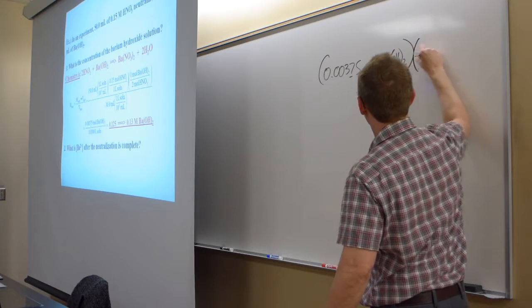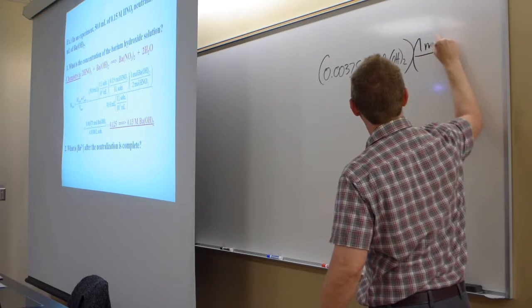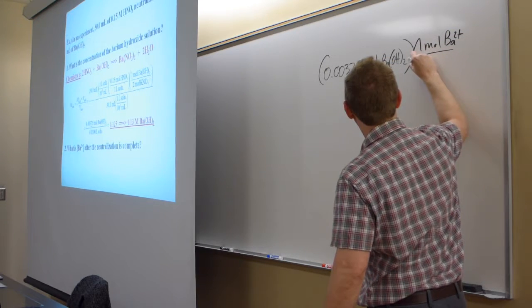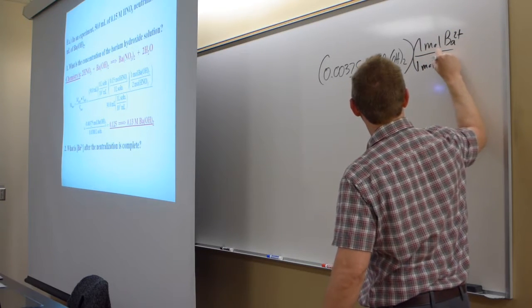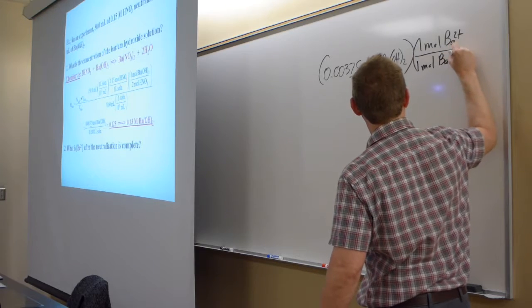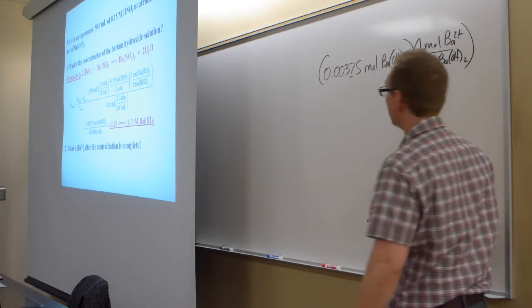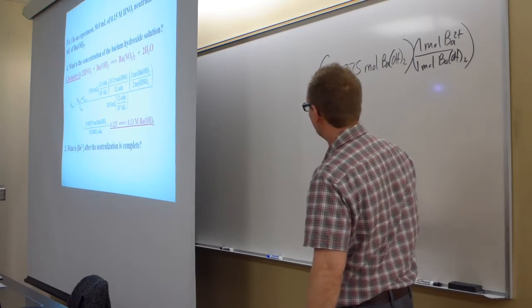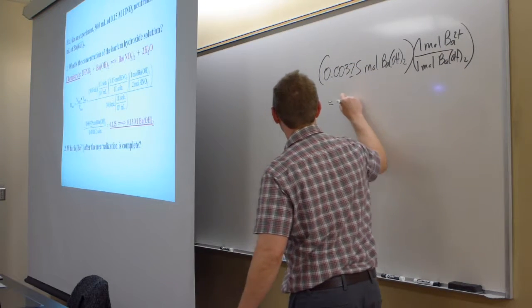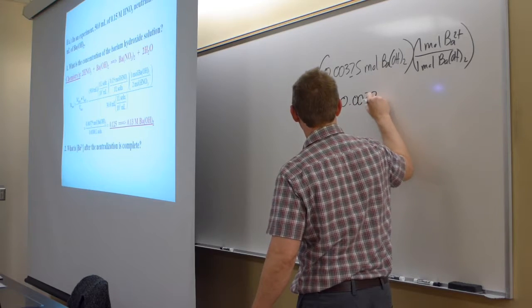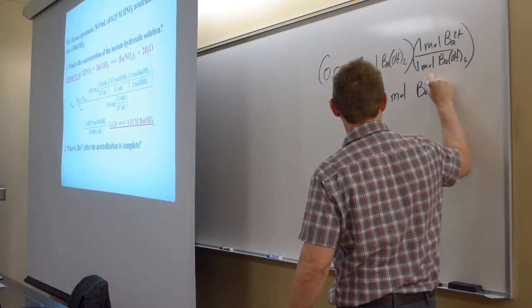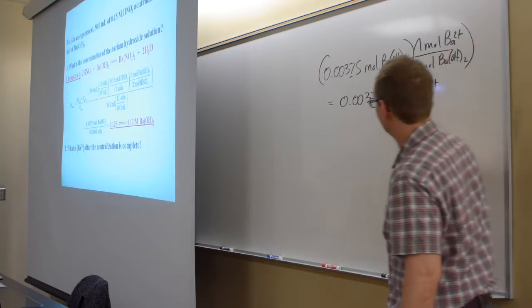1 to 1, right? So we have 1 mole of Ba2+ for every 1 mole of barium hydroxide. So that means we have 0.00375 moles of Ba2+ by itself.